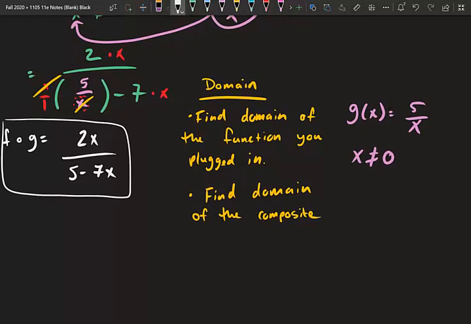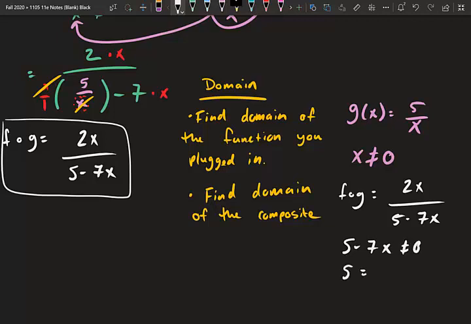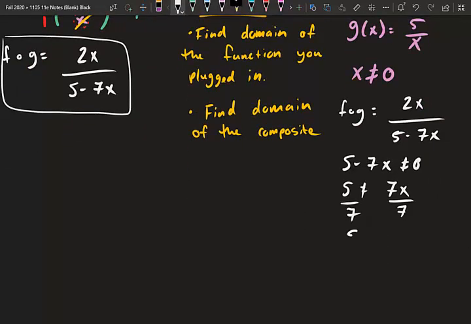Our composite was f composed with g, and that was 2x over 5 minus 7x. When it's a fraction, we only care if there's a radical. There's no radical, and we only care about the bottom. So bottom cannot be 0. So we add 7x, and then divide by 7. So we have x cannot be 5 over 7.